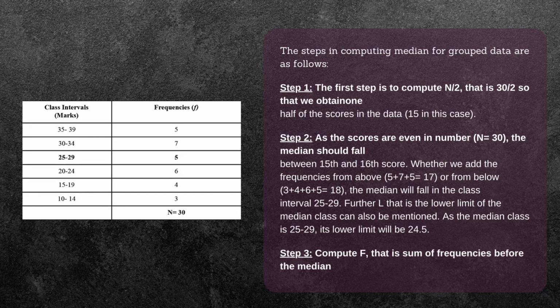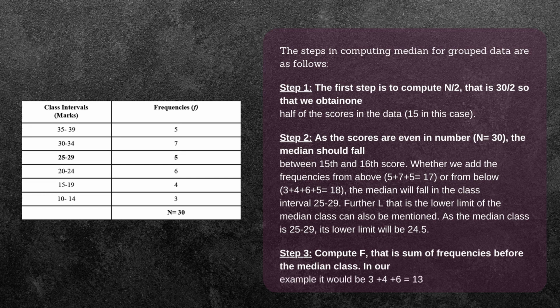So, in the third step we compute capital F, that is the sum of the frequencies before the median class. In our case, the frequency before the median class is 3 plus 4 plus 6. So, you can see the value of 3 plus 4 plus 6 would be F. So, here capital F is 13.